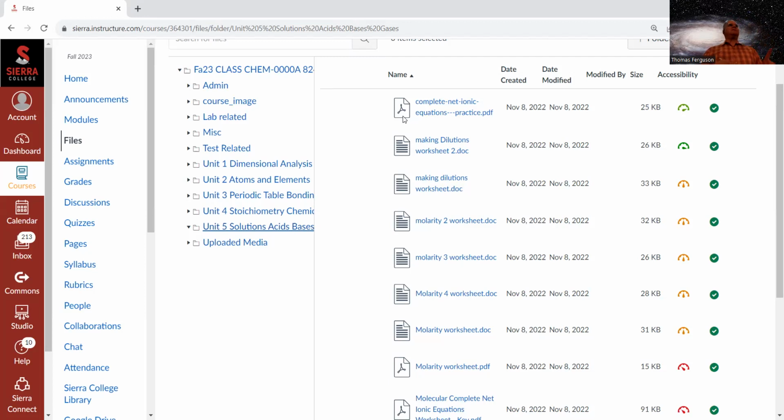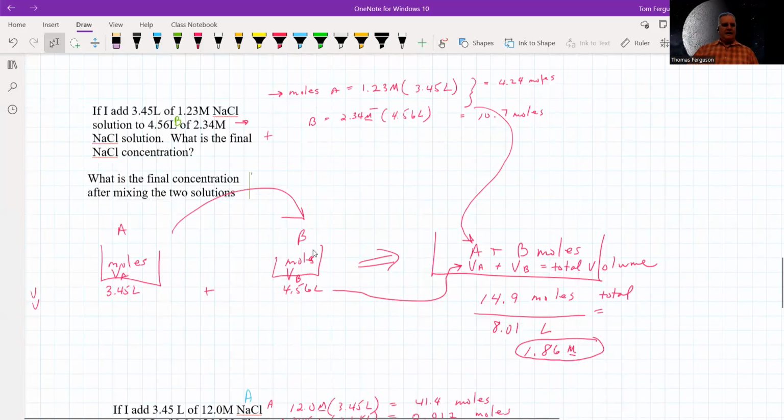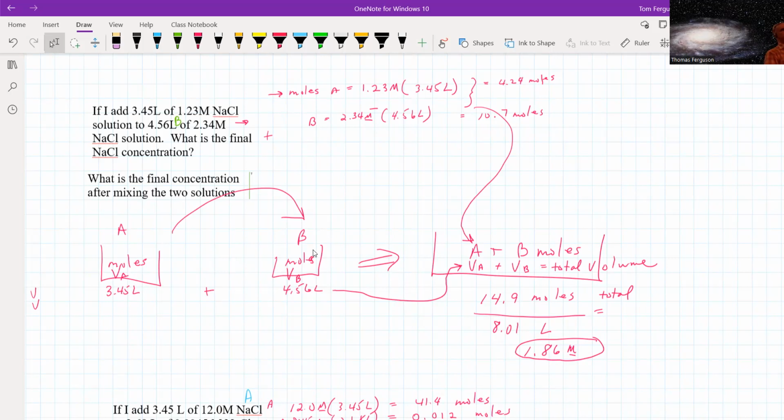Okay, so that's what I wanted to cover today. There's one more nuance I'm going to cover tomorrow, and that's if I have two solutions of sodium chloride and I dump them together. What's the final concentration? I don't want to go over that today. I'd like for you, if possible, to practice some of these molarity problems tonight before tomorrow. Because tomorrow I want to launch into acids and bases, and concentrations of acids and bases are right in there. Okay?